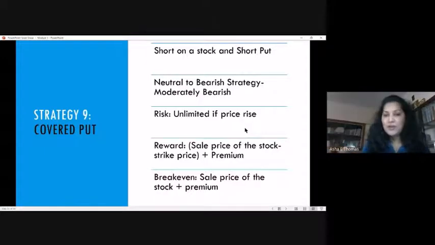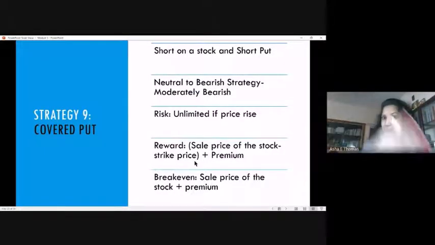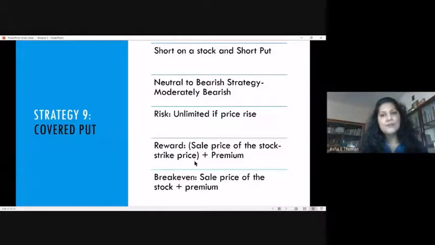Right. So the reward is definitely the sale price of the stock minus the strike price if the other party exercises it, plus the premium he got from the derivative market. And then the break-even point is the sale price of the stock, because he had already sold it, so sale price plus the premium he gets in the derivative market. So that is what we call a covered put.